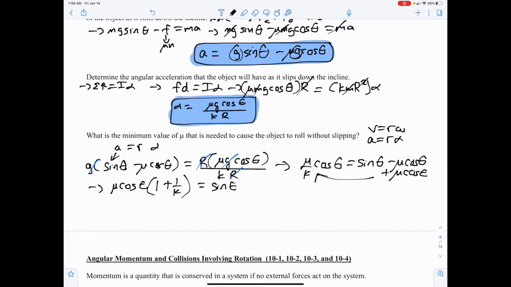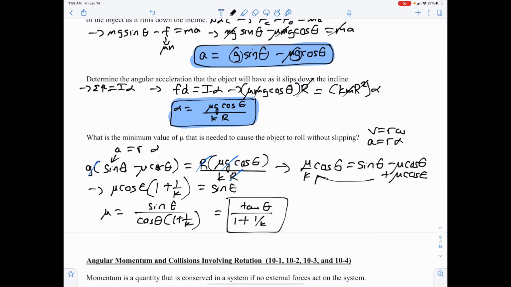So we're going to divide, and have sine theta over cosine theta times 1 over 1 plus 1 over k. And yes, sine divided by cosine is tangent, so you could technically write this as tan theta over 1 plus 1 over k. But I think you'd be okay writing it like this as well.